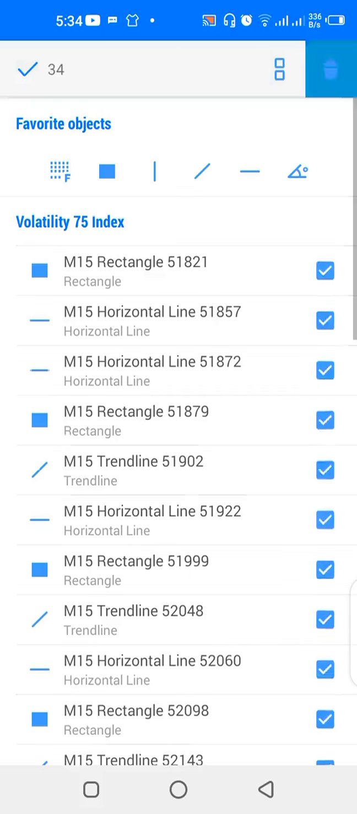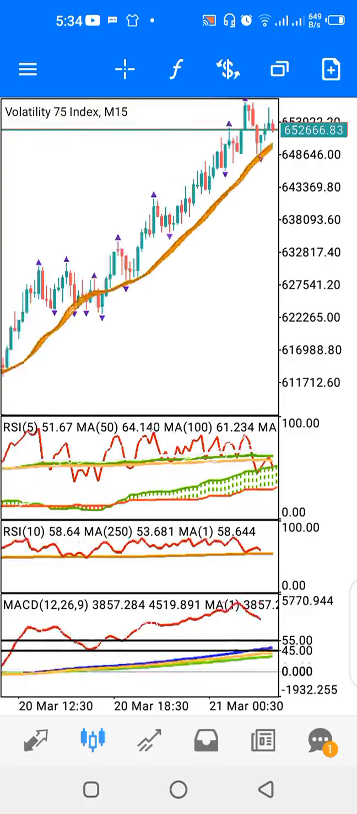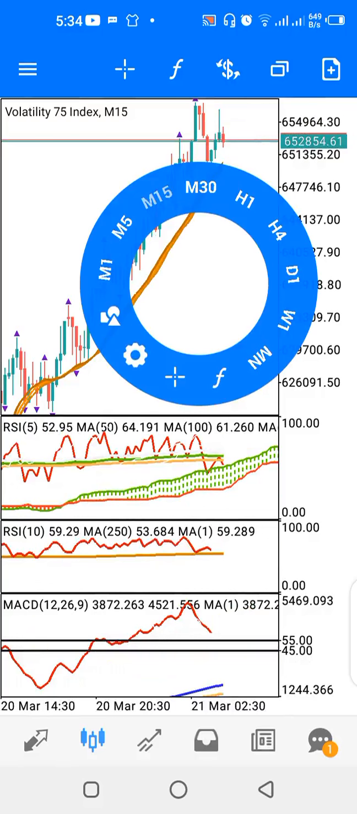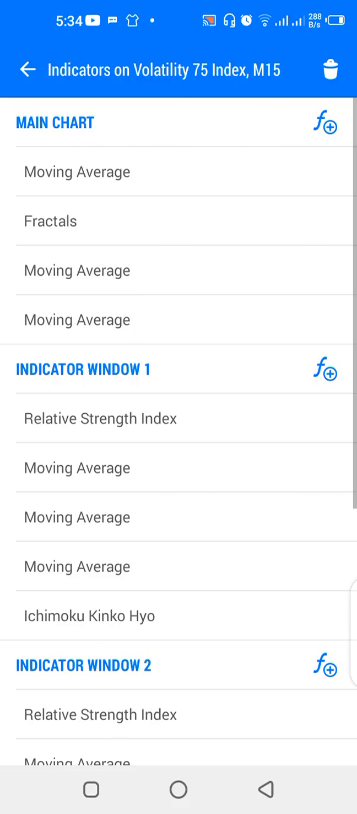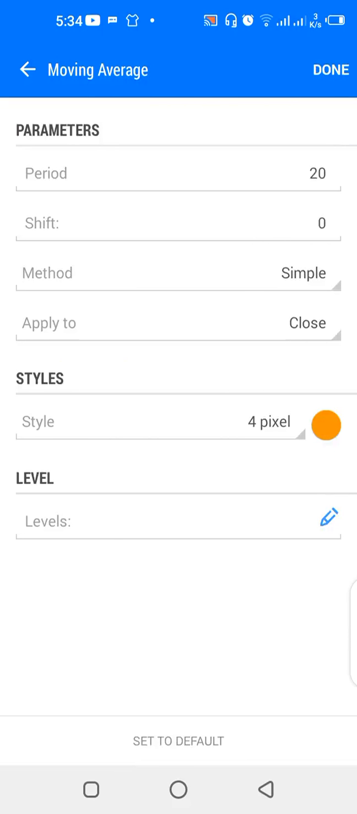It's a good strategy. Let's consider the settings for the strategy. We have moving average, 20 period, simple moving average, apply to close, color is orange. That's for the main chart.